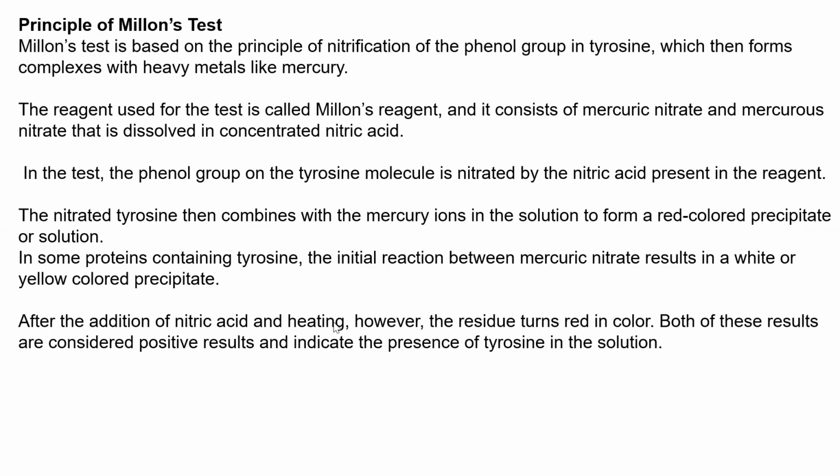So in the test, the phenolic group on the tyrosine molecules is nitrated by the nitric acid present in the reagent, and then the nitrated tyrosine combines with the mercury ions in the solution to form a red colored precipitate or solution. Or in some proteins containing tyrosine, the initial reaction with the mercuric nitrate results in a white or yellow colored precipitate. After the addition of nitric acid and heating, however, the residue turns red in color, and both of these results are considered positive and indicate the presence of tyrosine in a solution.